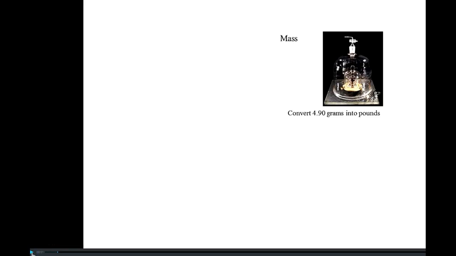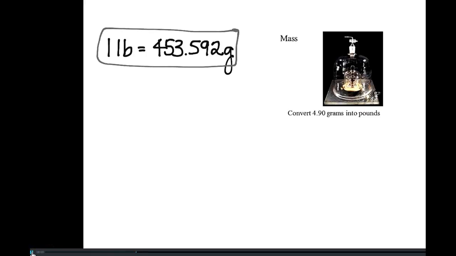So here's our problem. We're going to convert 4.90 grams into pounds. We're going to start by looking up what we know about how to convert these two. This is our conversion factor. 1 pound is the same as 453.592 grams. I'll put that in the box. That comes from a table that would be given to you in the problem, so you don't have to remember that. But it's a good idea to write it down.